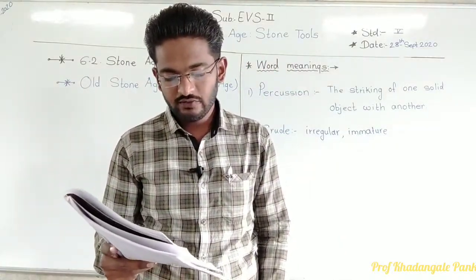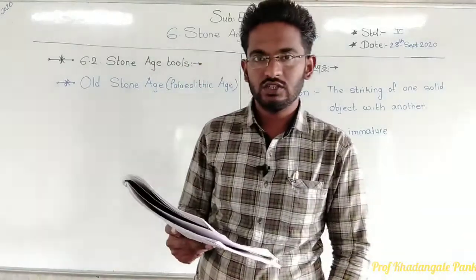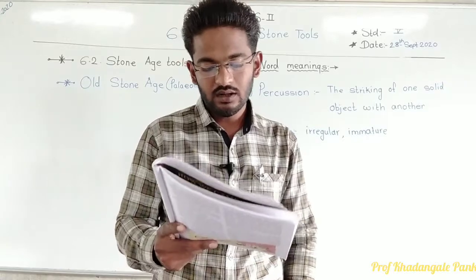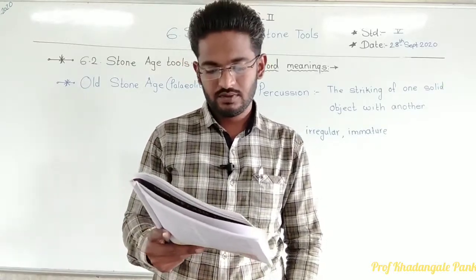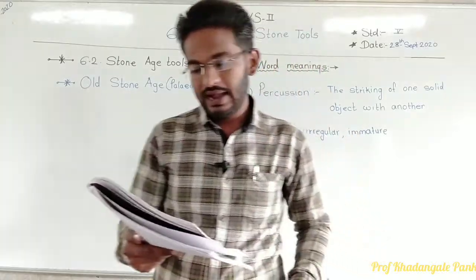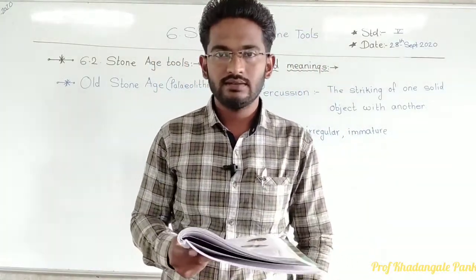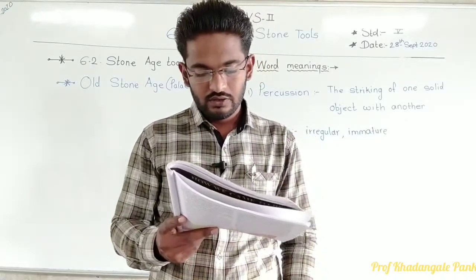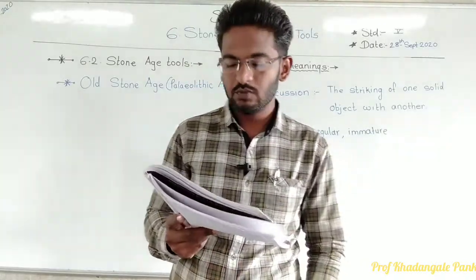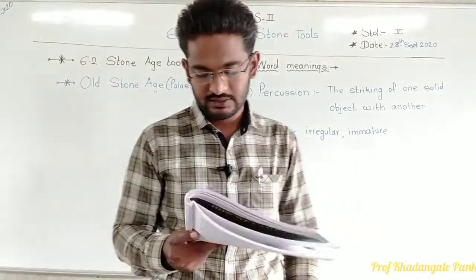So see here, downside some pictures are shown. Removing minute flakes from bigger flakes. Downside, a chopper's picture is shown. Then in the middle, a stone hammer. Then in the right corner you can see an antler used as a hammer. Removing minute flakes from smaller flakes.